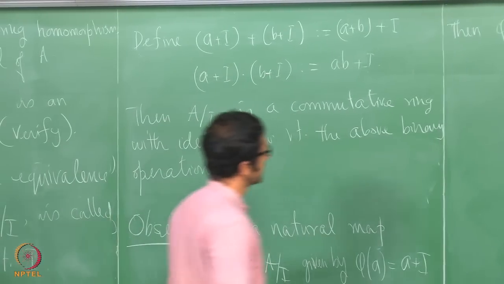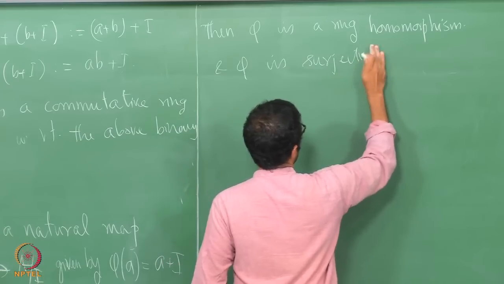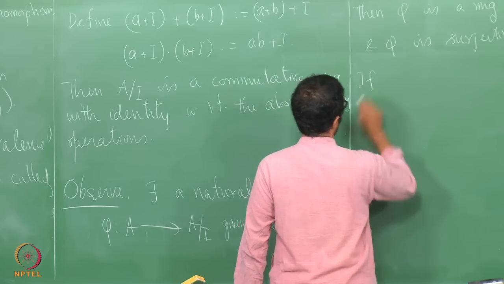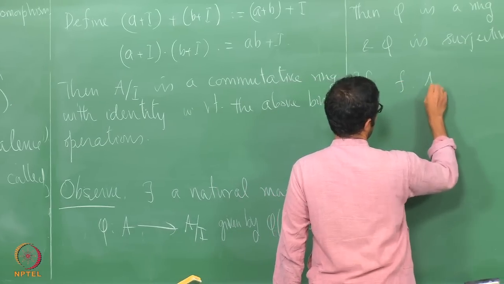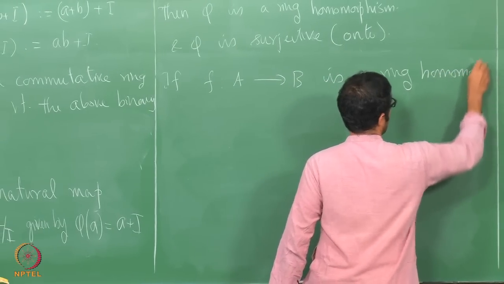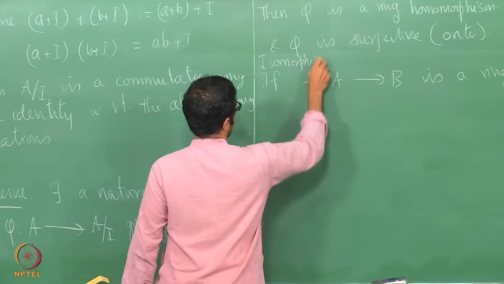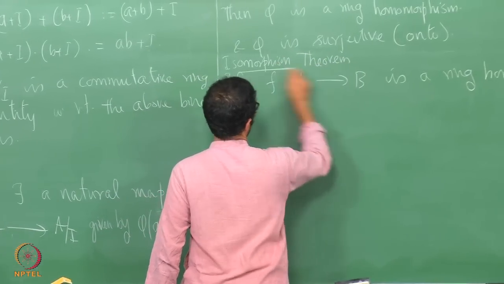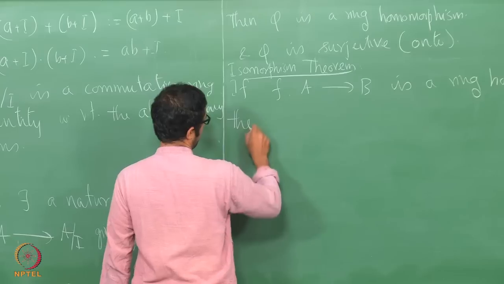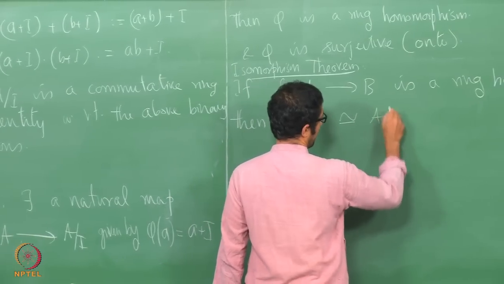And slightly more, yes, phi is a surjective ring homomorphism. If f from A to B is a ring homomorphism, so this is called the isomorphism theorem. This says that if f from A to B is a ring homomorphism, then the image of f is isomorphic to A mod kernel of f.